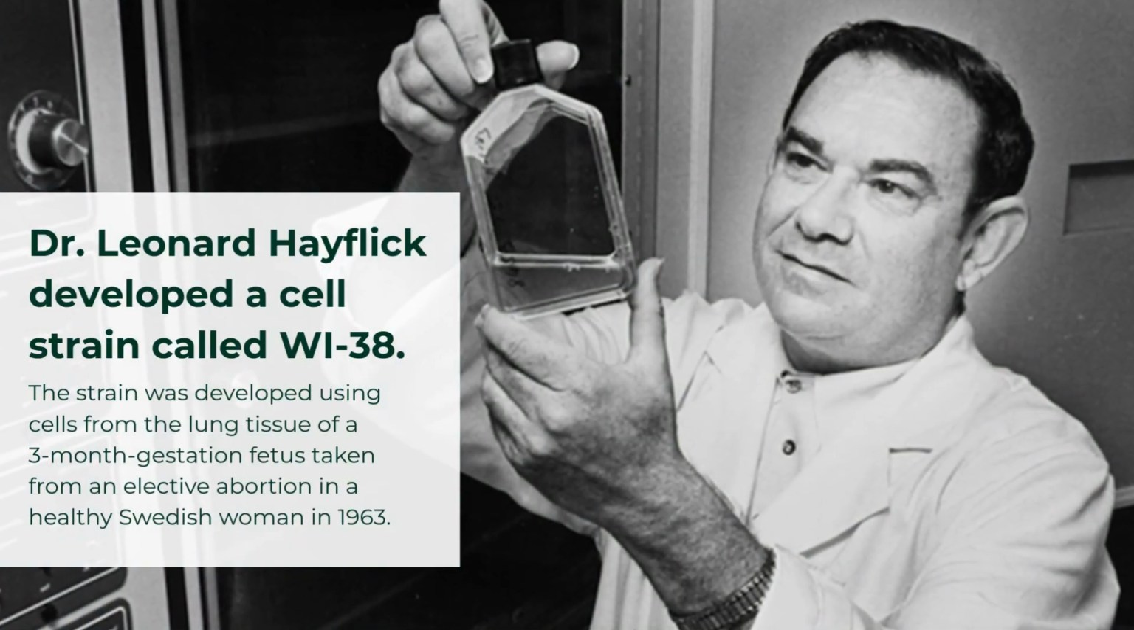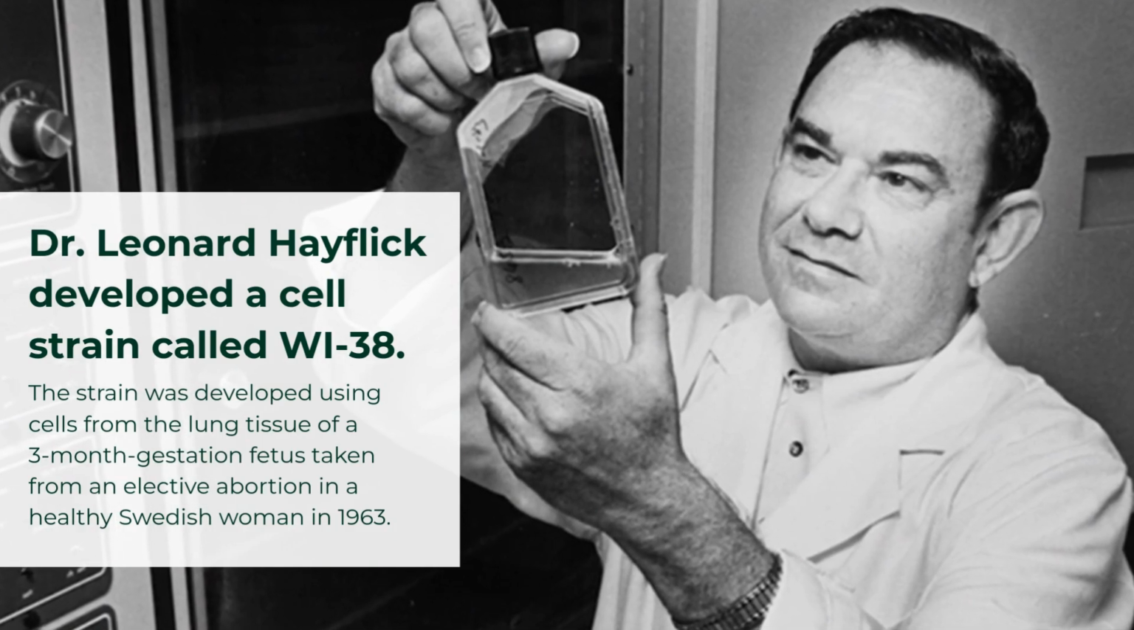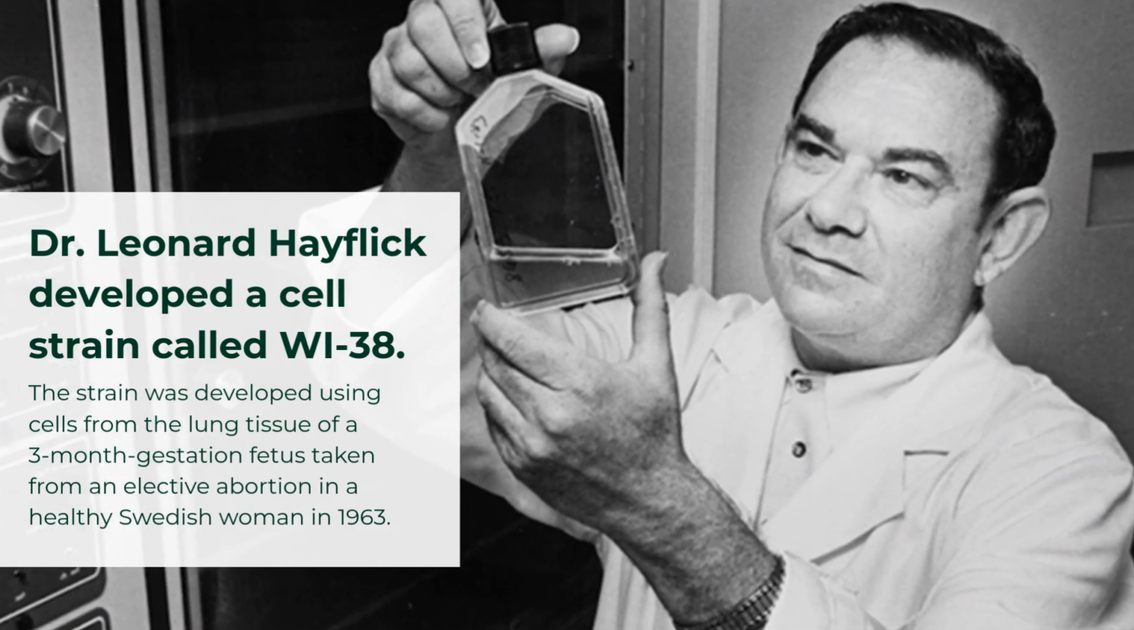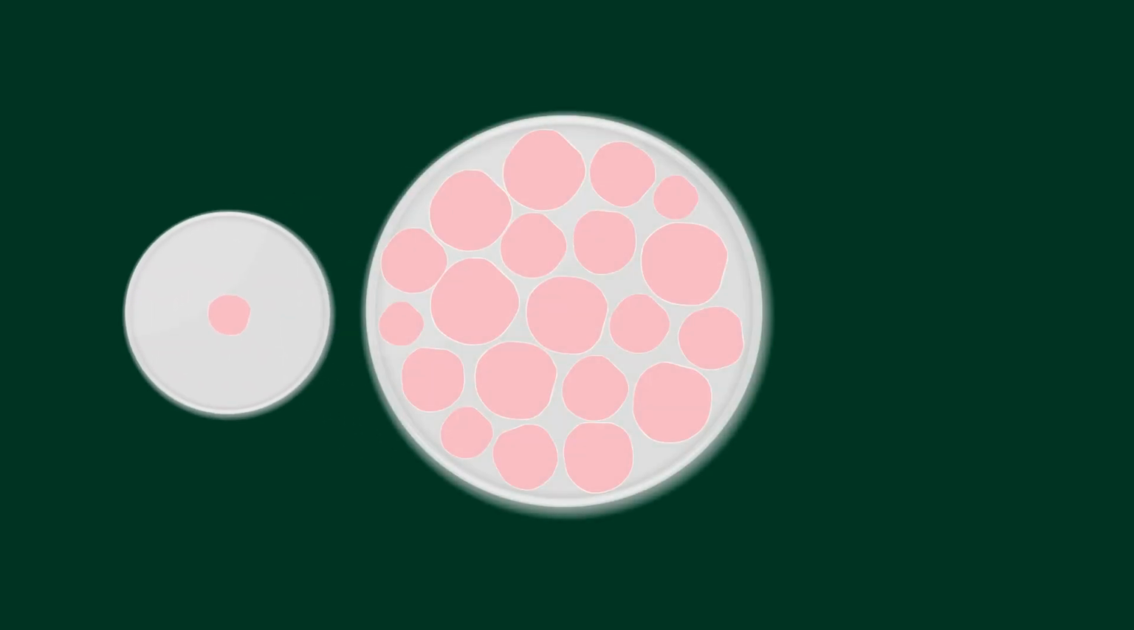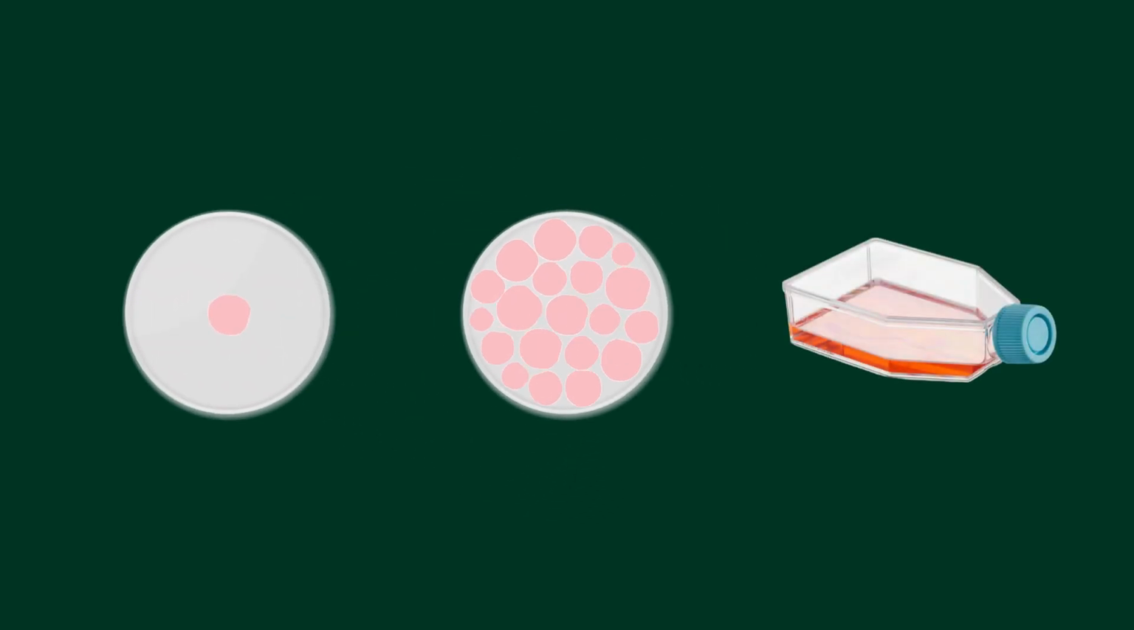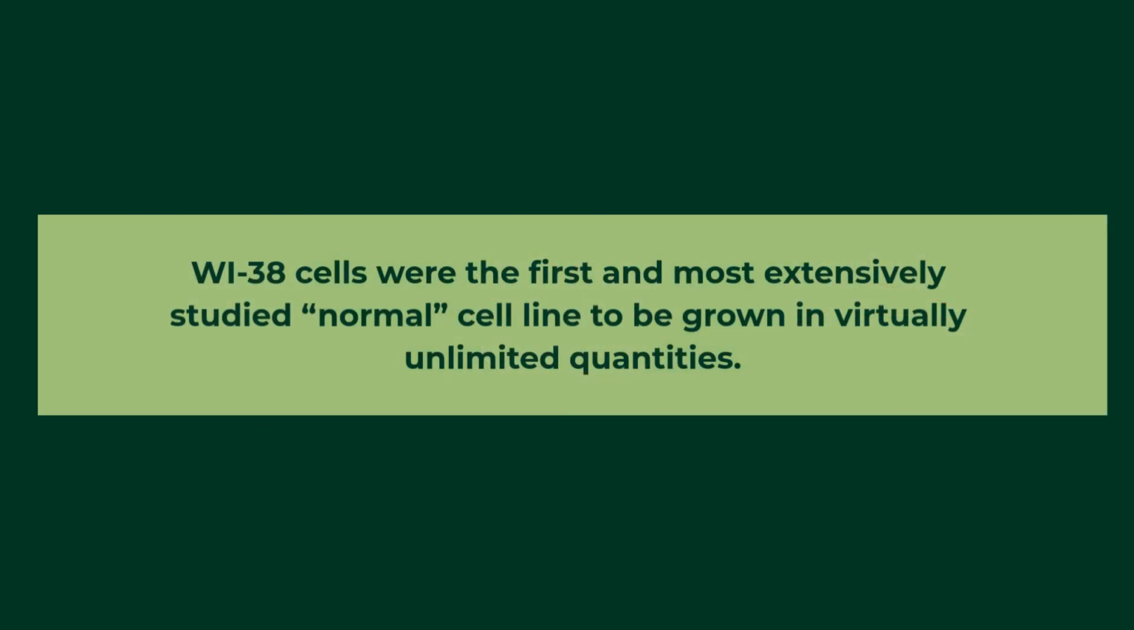Dr. Hayflick developed a fetal cell strain called WI38. The strain was developed using cells from the lung tissue of a 3-month gestation fetus taken from an elective abortion in a healthy Swedish woman in 1963. Dr. Hayflick obtained the cells, grew and multiplied them in the lab, and preserved them for future use. WI38 cells were the first and most extensively studied normal cell line to be grown in virtually unlimited quantities.